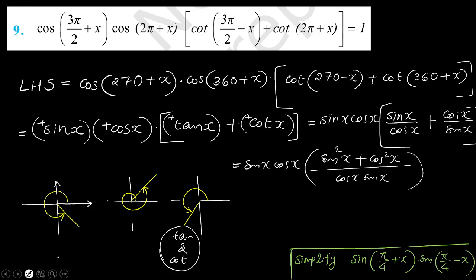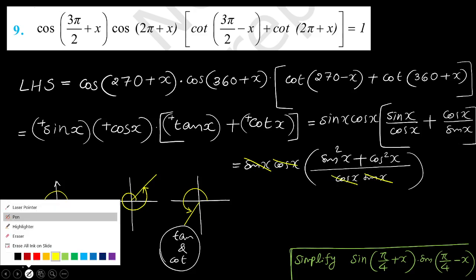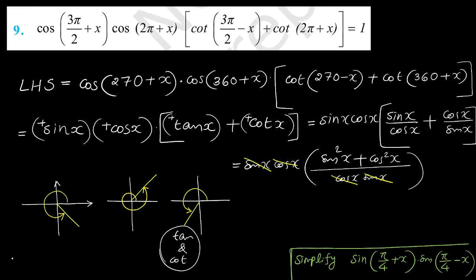The next step is, I will clarify your doubt. Listen. Sin x, this sin x cancelled. Cos x cancelled. Sin square x plus cos square x. You studied in 10th standard, sin square theta plus cos square theta is 1. RHS. So all of you please write down.